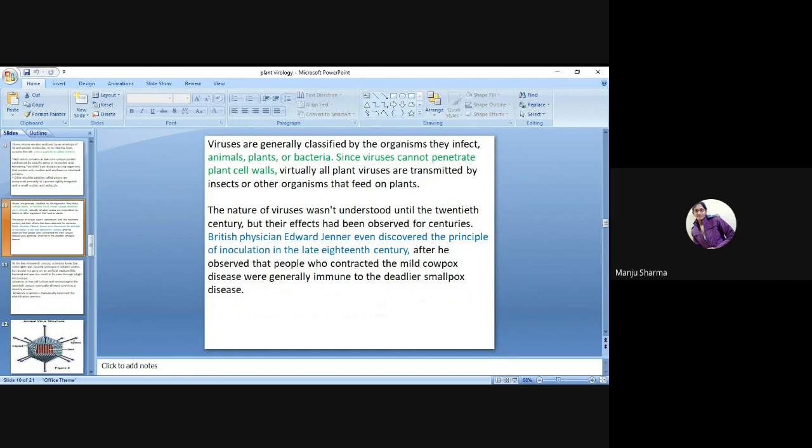So the British physician Edward Jenner discovered the principle of inoculation in the late 18th century, after he observed that people who contracted the mild cowpox disease were generally immune to the deadly smallpox disease.